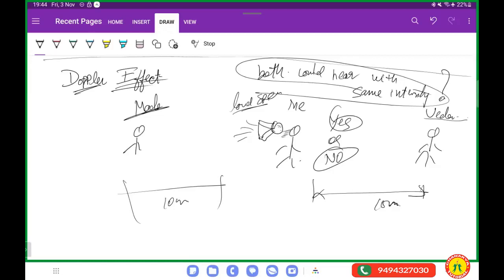Okay, fine. If I add one question with that: this is our bus or ambulance, whatever. The loudspeaker will be here, right? It will be running. If a person is standing here and another person standing here, will they hear the same audio, the same intensity? Or the person sitting inside the car, who is driving, will he also hear the same intensity?